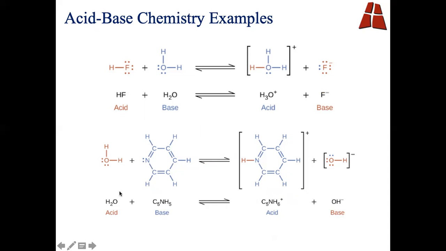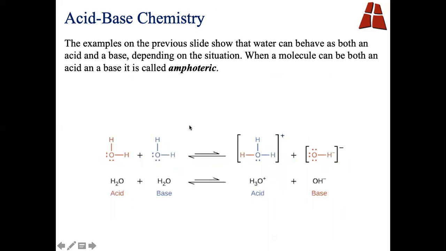Okay. In the second example, we have water again, but this time it is reacting with a base called pyridine that has this structure here. This time water is acting as an acid and pyridine is acting as our base, right? To contrast these here, we can see that water is an acid in the second reaction and a base in this first one, okay? And that brings about one of the interesting properties of water. It is a molecule that we would identify as amphoteric. What that means is that it can behave as both an acid and a base. It's one of the things that makes water so special.